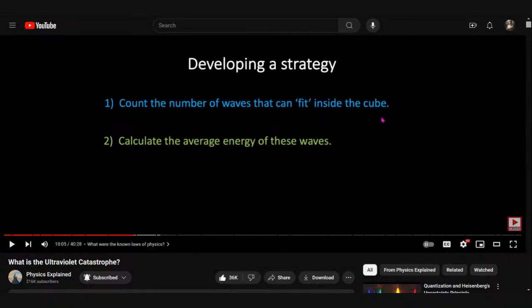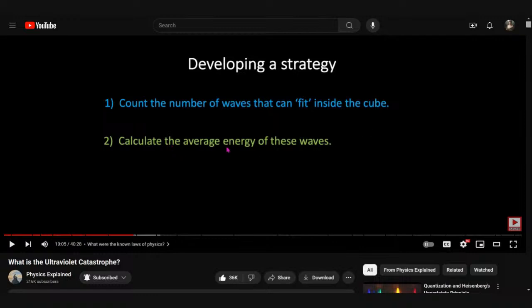Count the number of waves that can fit inside the cube. Why would you want to do that? This is so confusing. Why would you care? Could you explain why? I have more questions than I understand things. Every sentence you say here, I don't understand. What are you talking about? This doesn't make any sense. Where did this come from?